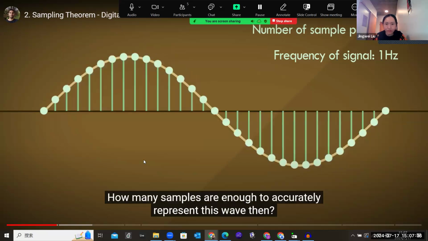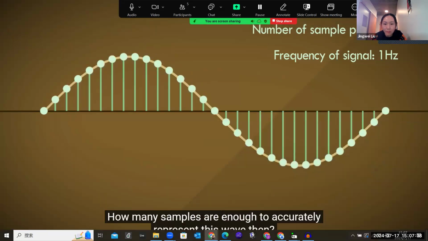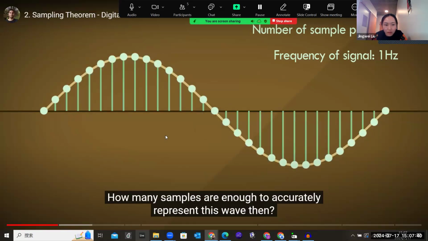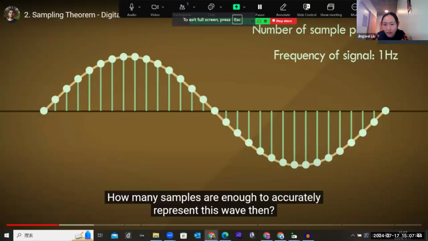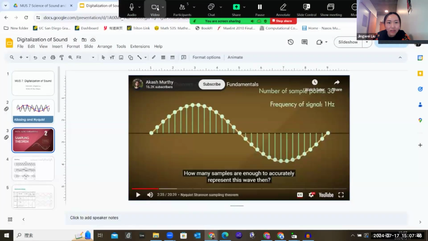right number? How many samples are enough to accurately represent this wave then? I don't know how can I get rid of this, right? Maybe let me try this.